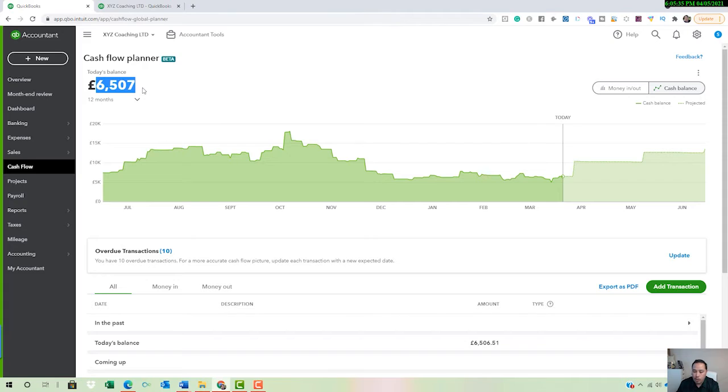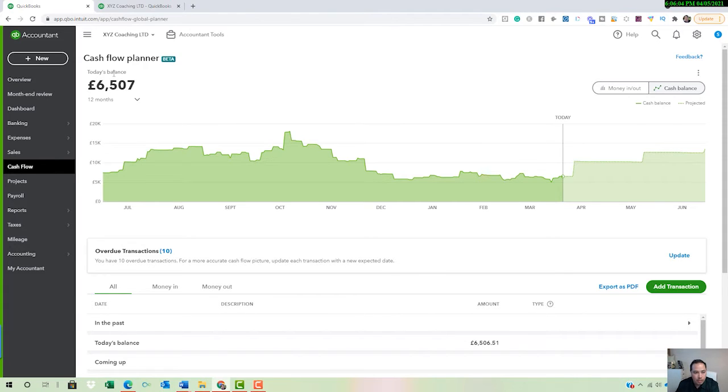If you have been putting information from your bank statement into your QuickBooks Online and updating it on a regular basis, and you've updated the bank accounts, go into banking and then say update, and you'll see the updated balance as of now. This is what you'll see here in the cash flow planner tool. And this is your today's opening balance, which is great, and you can check that against your normal bank statement.